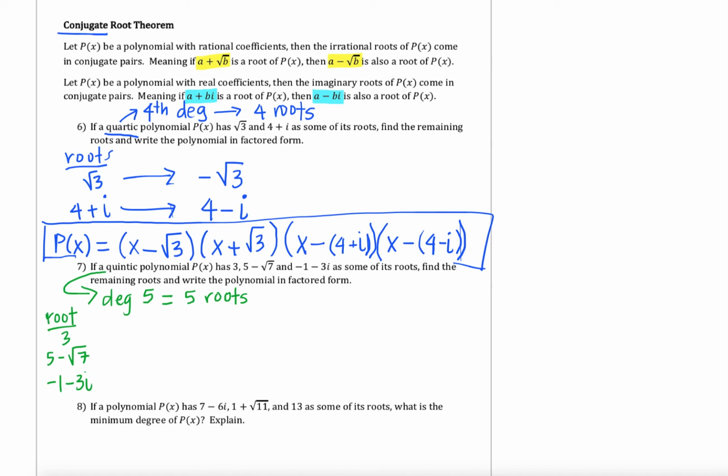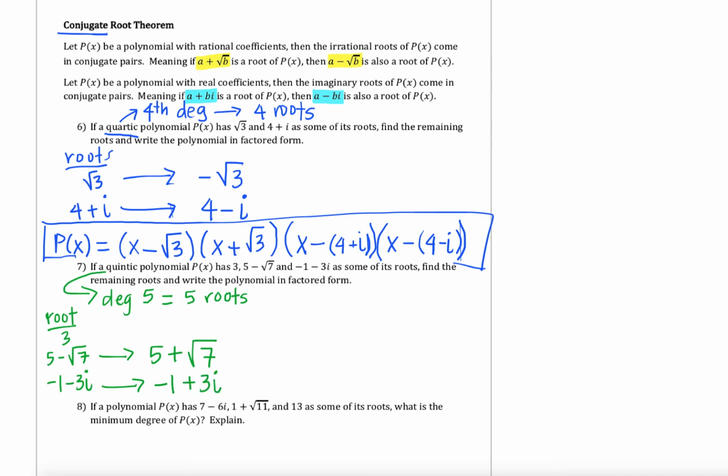Now the conjugate root theorem only applies to irrational roots and our imaginary or complex roots. So which ones of these are going to have a matching pair? Here only the 5 minus 7i will have a matching pair. That will be 5 plus the square root of 7, and then our imaginary root of -1 minus 3i will also have a matching pair of -1 plus 3i.